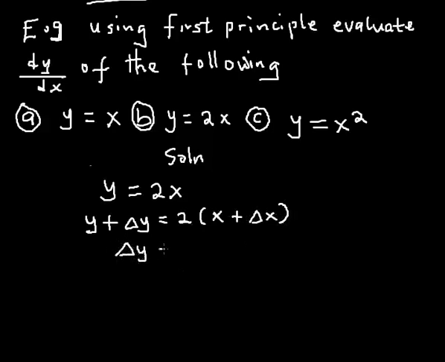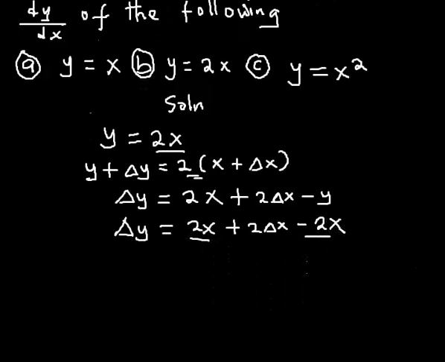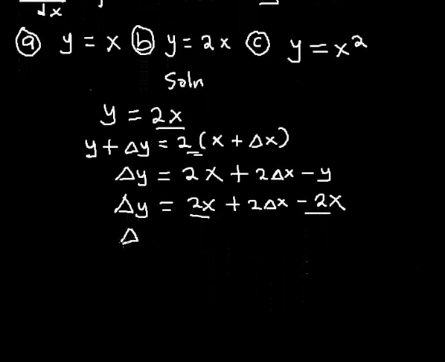I have to make delta y the subject, take y to the other side, and of course I have to open this bracket. Open this bracket, that's going to be 2x plus 2 times delta x, that is 2 delta x. Then of course minus y, which of course is 2x. So delta y is going to be equal to 2x plus 2 delta x minus 2x. Y is 2x, remember that already. So collecting like terms, 2x minus 2x is 0. So I'm left with 2 delta x. So delta y is equal to 2 delta x.